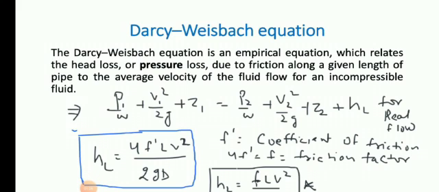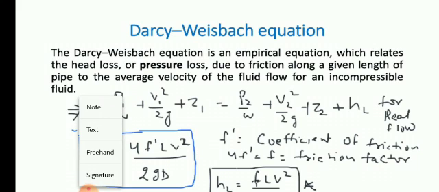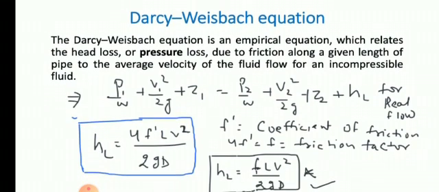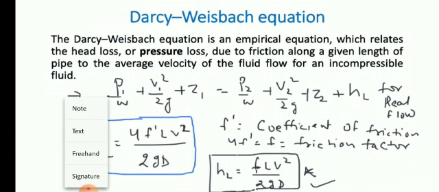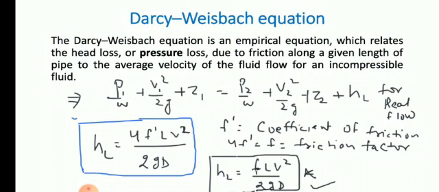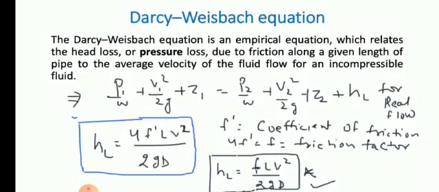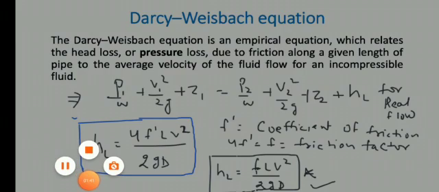Darcy-Weisbach equation. Now, as per Bernoulli's equation for real fluid flow problems, we can write P1 by omega plus V1 square by 2g plus Z1 is equal to P2 by omega plus V2 square by 2g plus Z2 plus head loss, right? For real flow, this head loss can be calculated with the help of the Darcy-Weisbach equation, and it is 4f dash L V square upon 2gd, where f dash is the coefficient of friction. Now 4f dash is taken as another factor called the friction factor, so this equation will be f L V square upon 2gd.